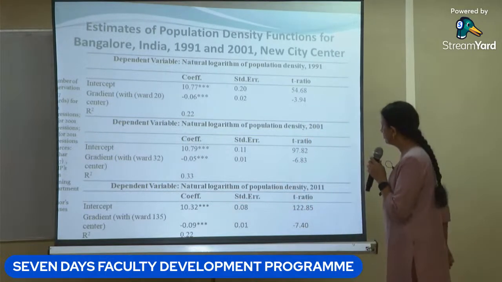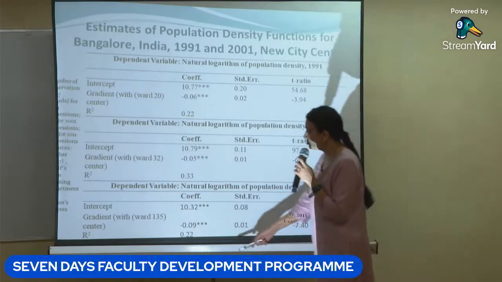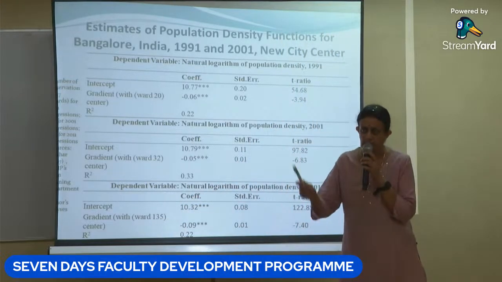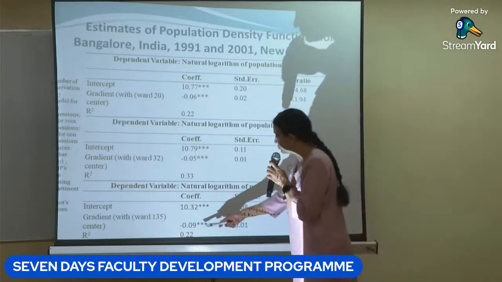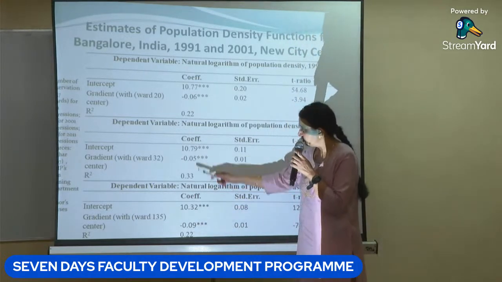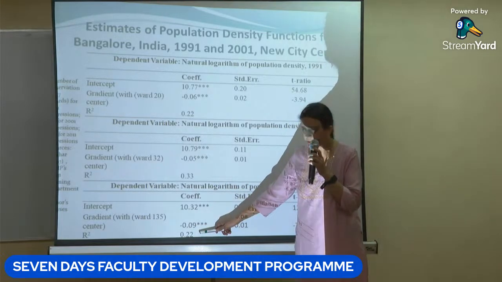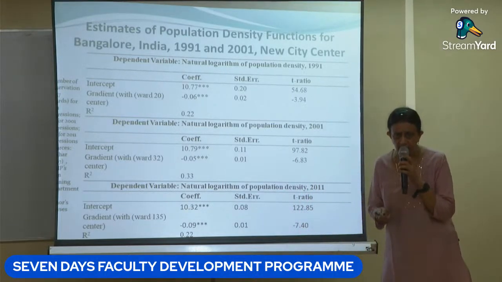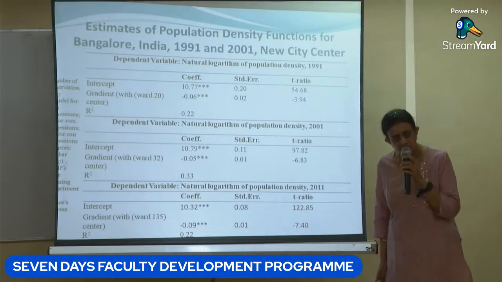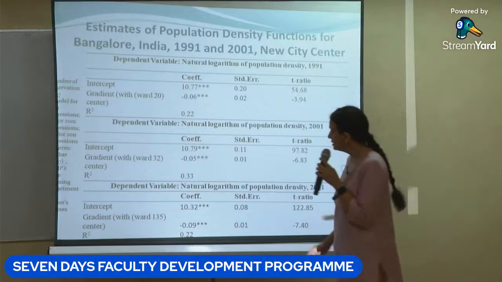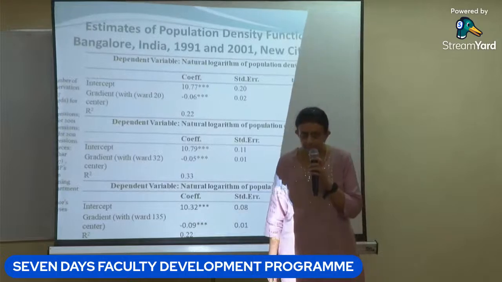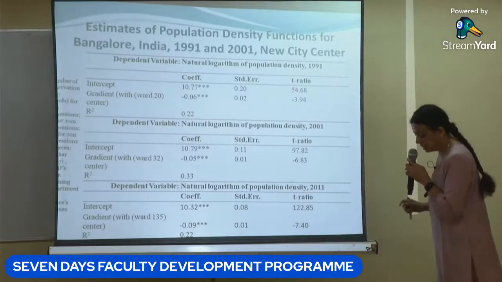In 2011, we chose Ward 135, Padarayanapuram, as the center of Bangalore, highest population density, and this is what we got, and the estimate is much higher than the estimate for 1991 or 2001, which basically means that Bangalore, what happened? Centralized, right? Suburbanized during the earlier period, centralized during this period.